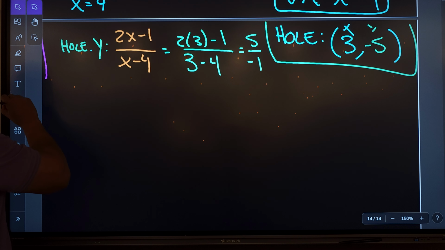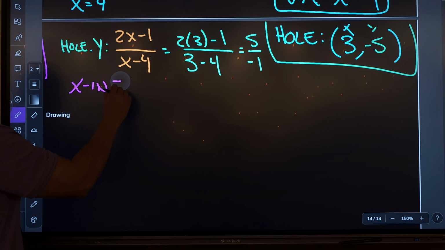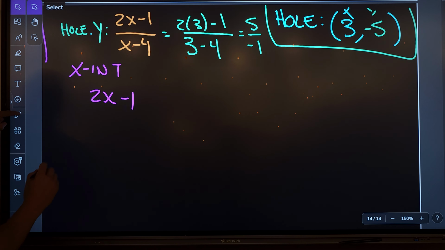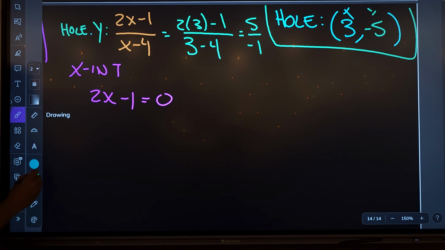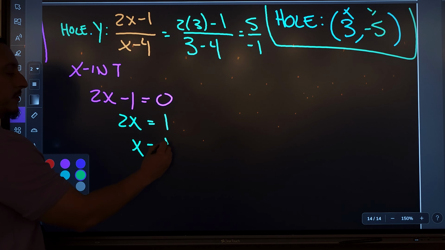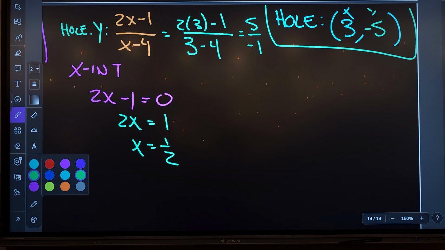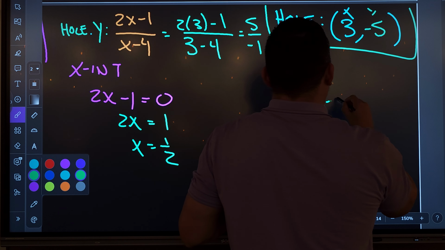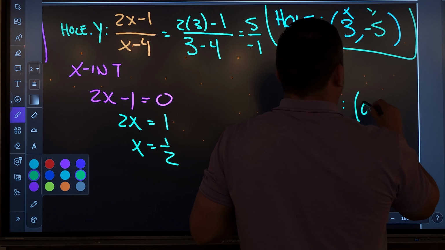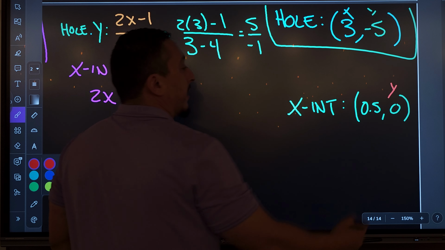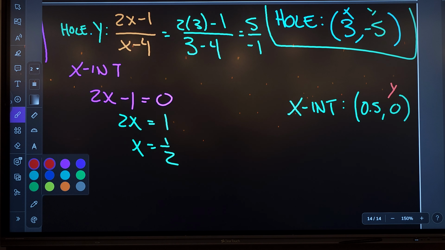So the x-intercept comes from 2x minus 1, I believe. Is that right? Yeah, 2x minus 1. So if I set that equal to 0 and I solve it, I get x equals 1/2. So there's my x-intercept, (0.5, 0). Remember, for the x-intercept, the y will always be 0, just like for the y-intercept, the x is always 0.